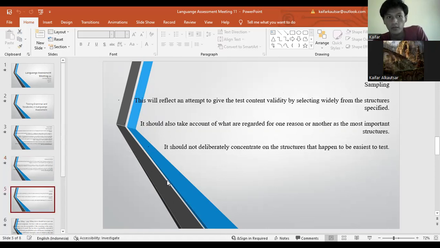Sampling. This will reflect an intent to give the test content validity by selecting widely from the structure specification. It should also take account of what are regarded, for one reason or another, as the most important structures. It should not deliberately concentrate on the structures that happen to be the easiest to test.